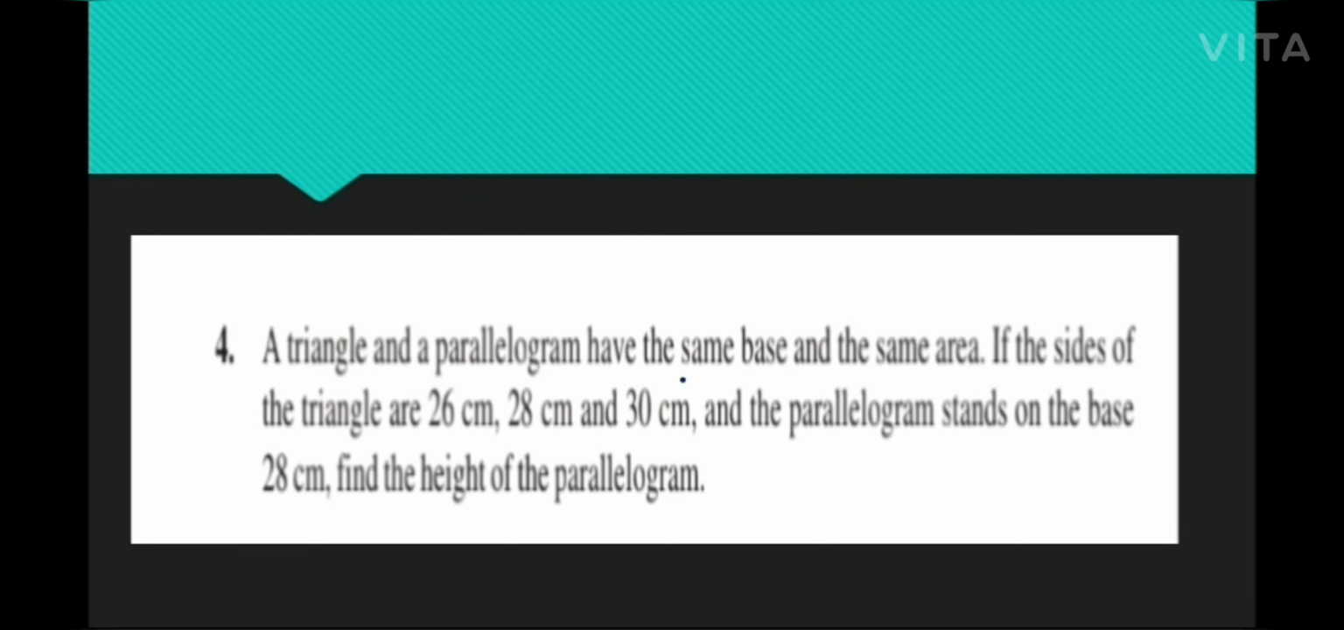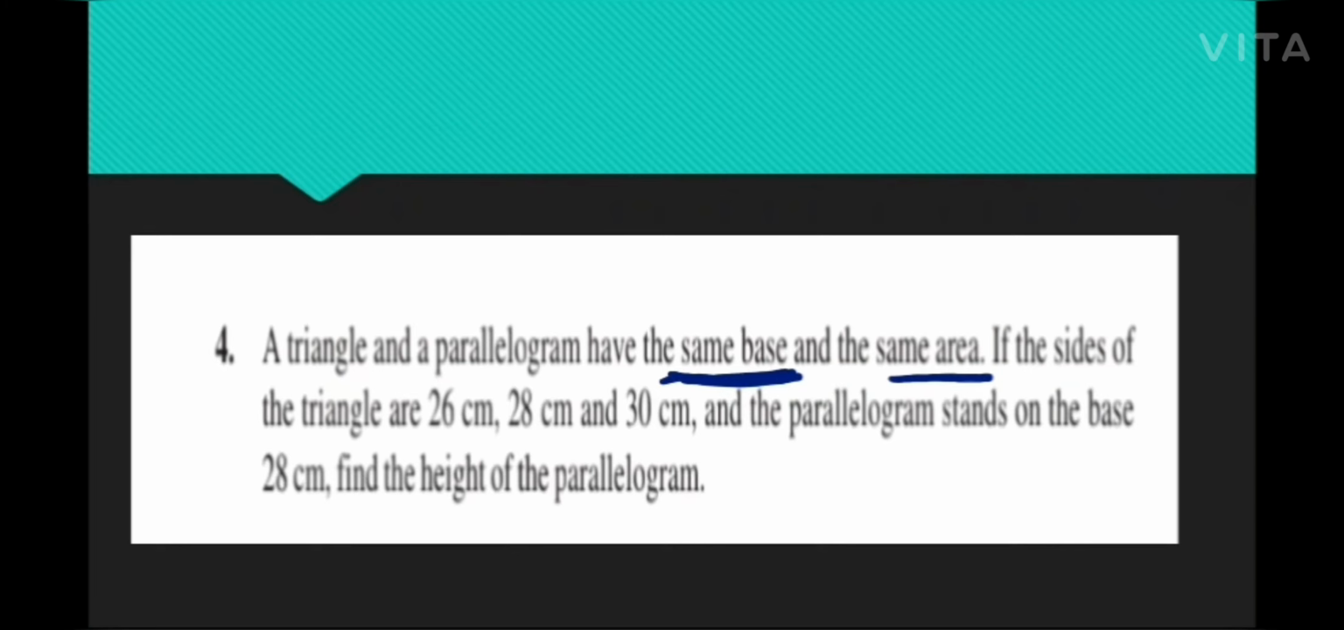So first of all we will check the diagram. As you can see, this is the triangle. The dimensions are 26, 28, 30. Now this AB is the common base for both the triangle and the parallelogram. So on this base AB there is a parallelogram ABCD. Okay, so what is the question? What you need to find? Find the height of the parallelogram. Okay, so let's check the solution.